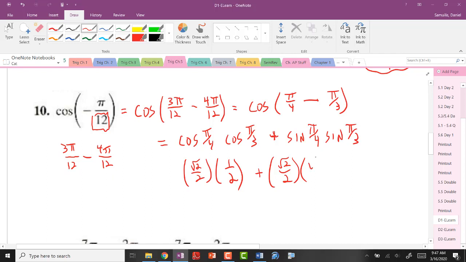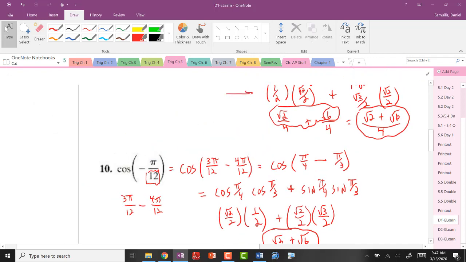Sine of pi over 3 is root 3 over 2. Hopefully I didn't make any mistakes there. Sine of a 60 is root 3 over 2. And then this is the same thing. So it's root 2 plus root 6 over 4. And then I'm kind of a buffoon. But I'm not. I did do these on purpose.